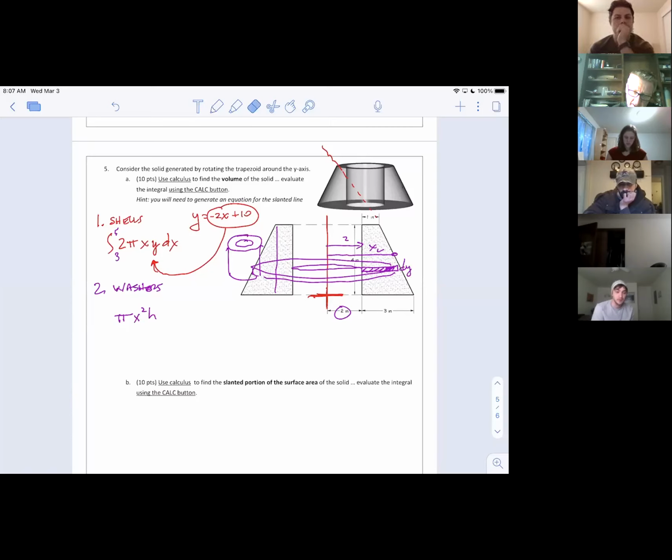That's not so good. Again, we see that happen every time. We end up with x's and y's. Minus the inner cylinder, which would be pi times its radius squared.